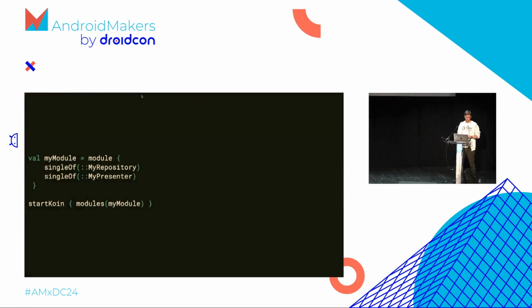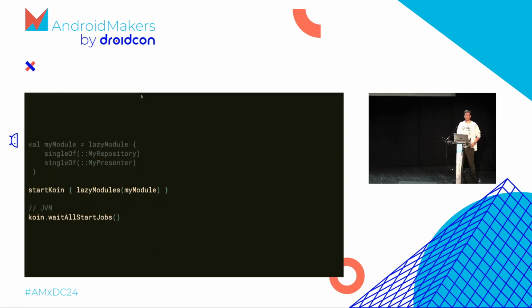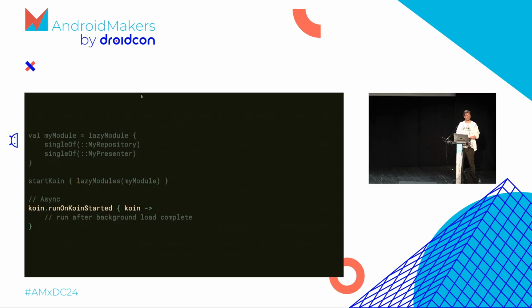How is it working then? Instead of using modules that are directly indexing metadata of your definitions, what you can do is use lazy modules in the start configuration, and then you just declare those modules as lazy. You don't touch it, you don't run it, and then it will run in background for you. What you can do is ask Koin to wait for the given coroutine job that has been launched. The other part also, you can be notified on the coroutine that Koin has finished all the loading, and then you can do something.